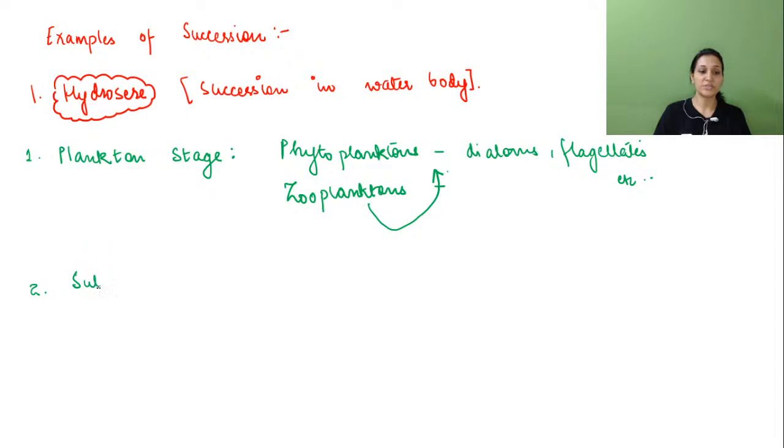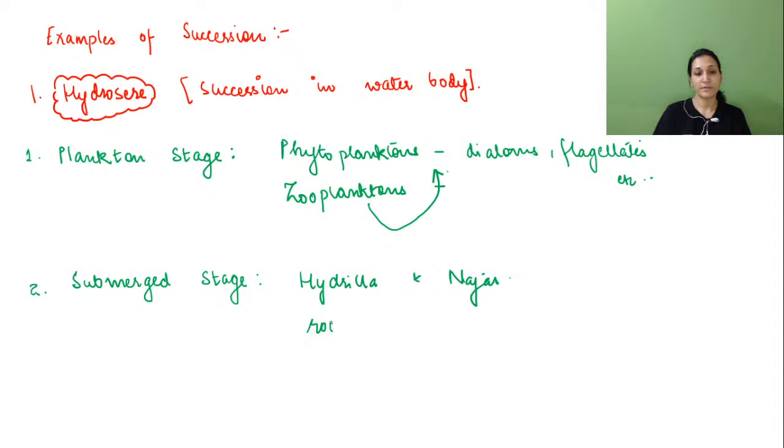Second is the submerged stage. What happens in the submerged stage is that the bottom of the water body is lined by soft mud or organic matter, and this soft mud and organic matter is obviously more favorable for the growth of plants. So submerged plants start dwelling over there, such as hydrilla and najas. These are some of the submerged plants which grow better in this environment.